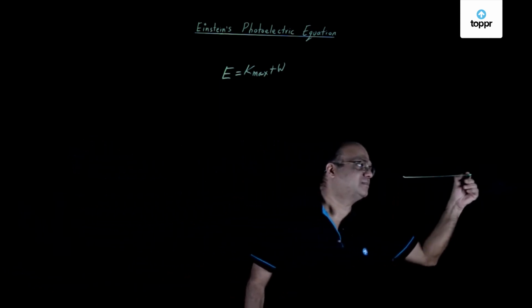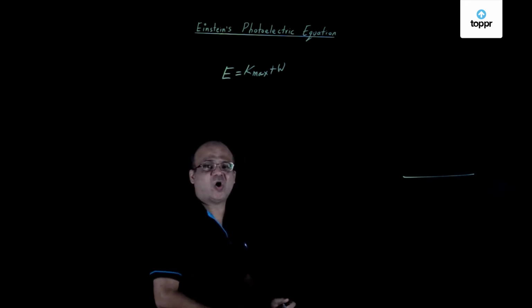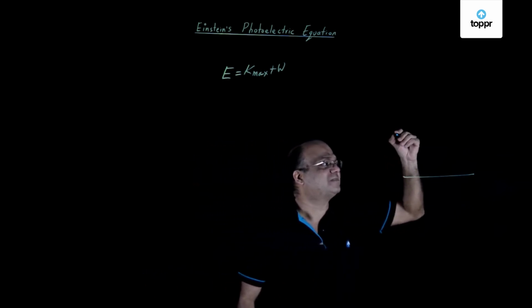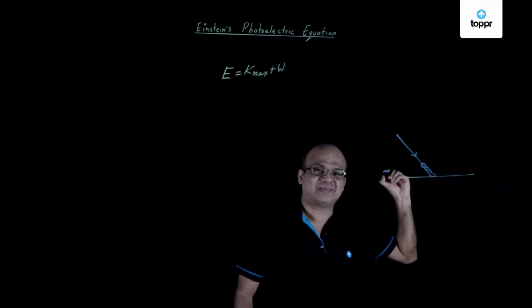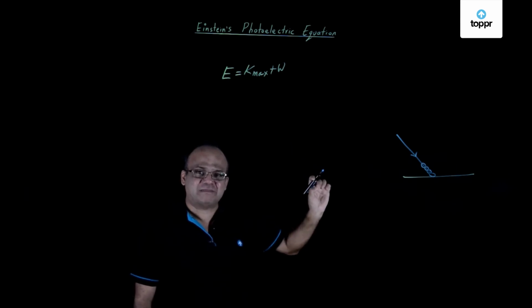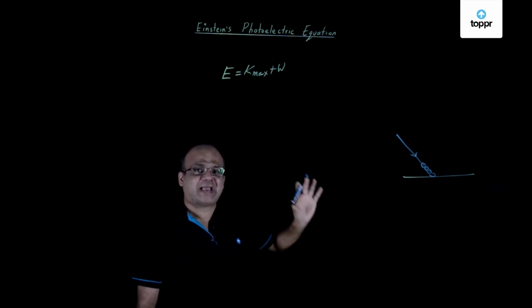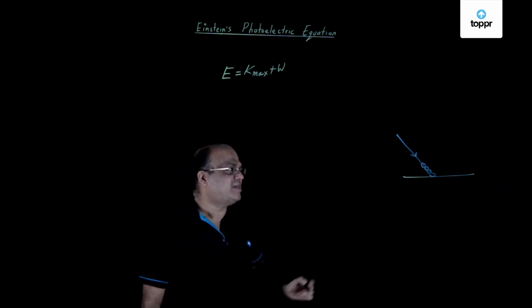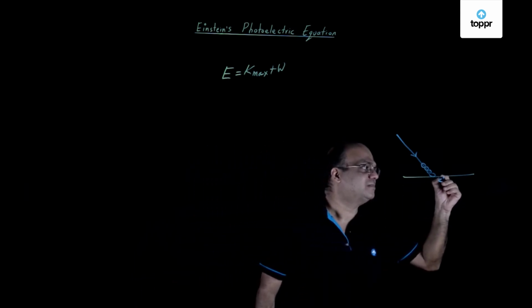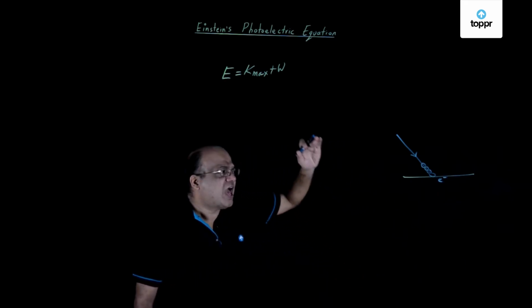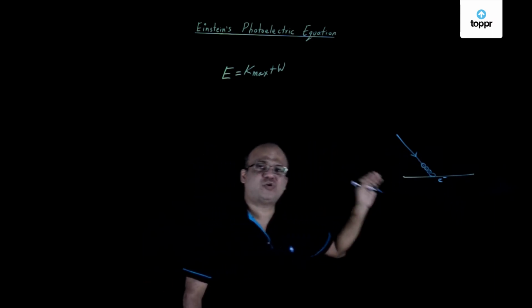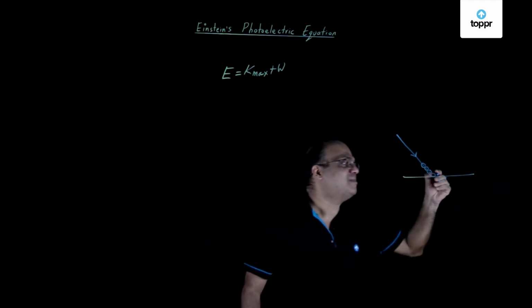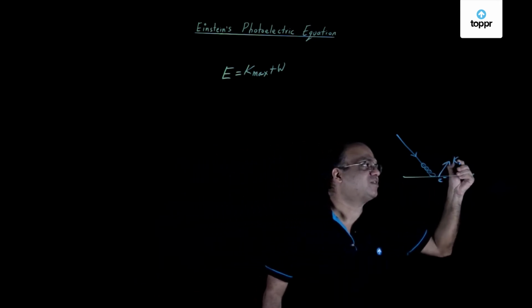Some light is falling on a metal surface. This energy is now coming in packets. That's Einstein's photon theory. So energy in a light beam is coming as a packet of energy. This electron sitting here on the surface absorbs the entire energy. A part of that energy is used to overcome work function, and the remaining energy becomes K max of photoelectrons.